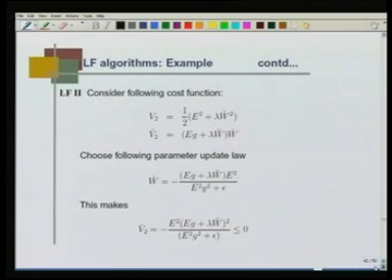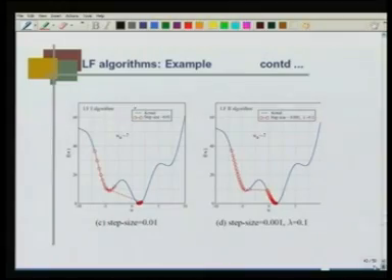And if I use the LF2 algorithm, where my V2 is half E plus lambda W dot square, then V2 dot, you can refer to our previous class, and then we have W dot is this, and that ensures V2 dot is this. We have already shown how the Lyapunov function 1 and Lyapunov function 2 algorithms are derived, and they have an adaptive beta.